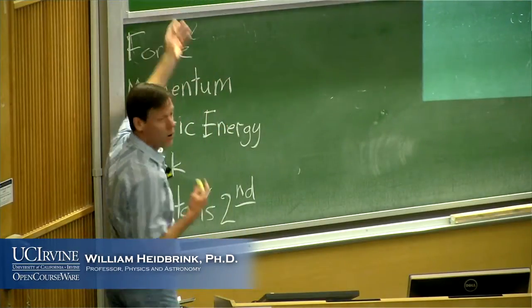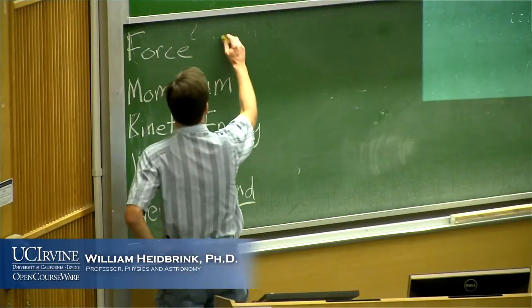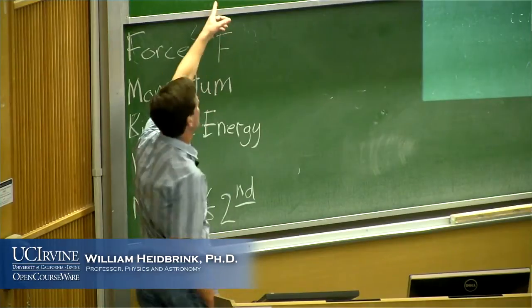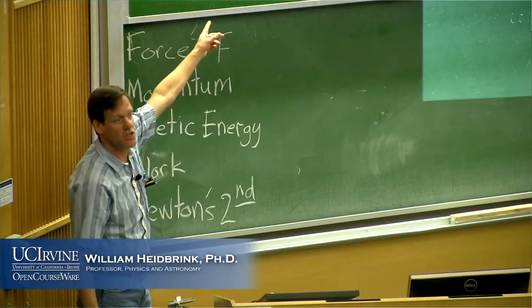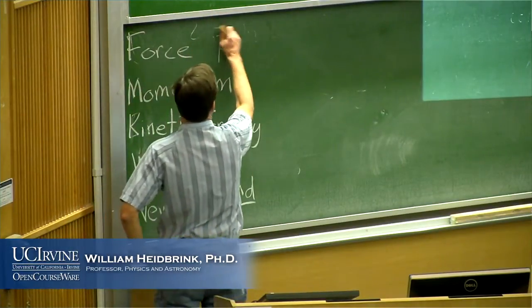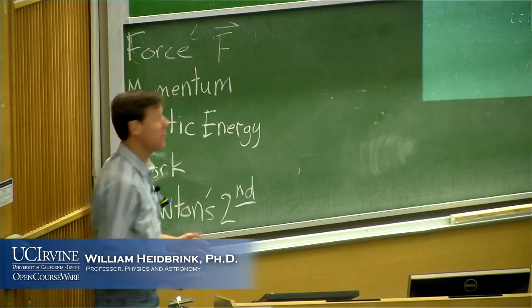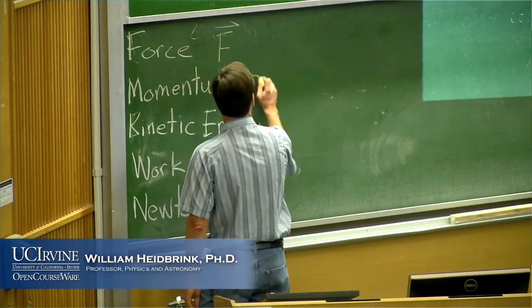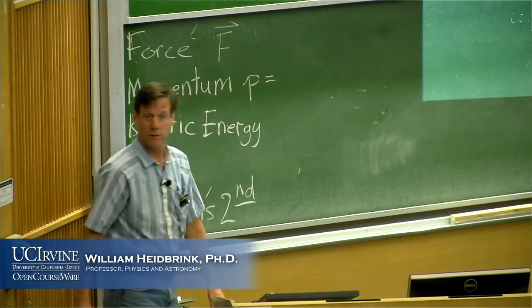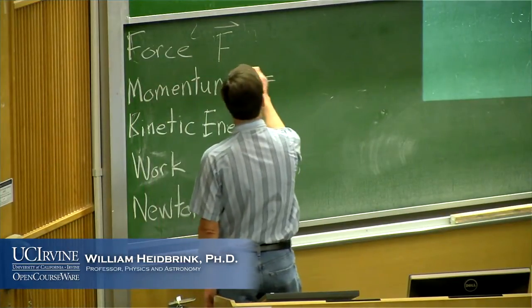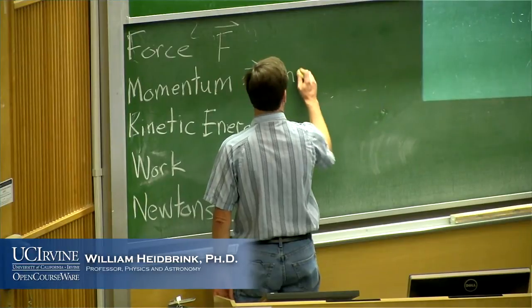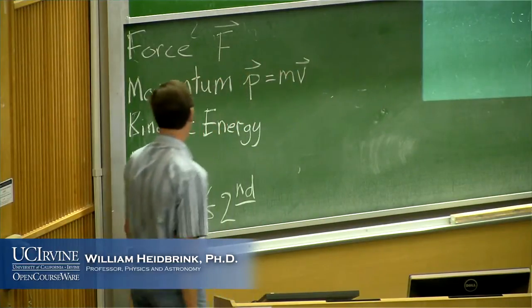Okay, force, symbol F. Should I put a vector over m? No, because it's a scalar. But force is a vector, so I put that over the F. Momentum, symbol P, and it's equal to what? Mass times velocity. It's a vector quantity. Mass is a scalar, but velocity is a vector. That makes it a vector.